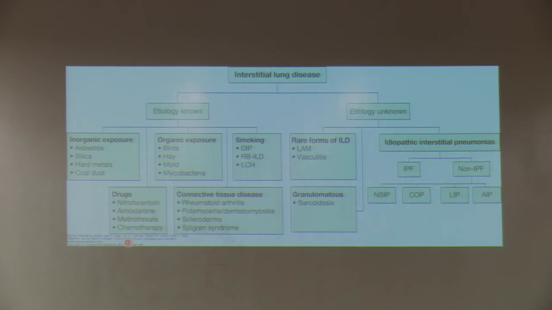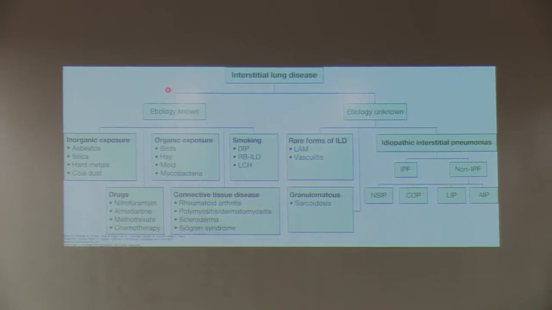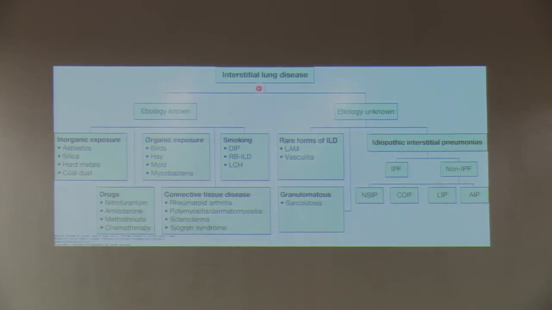So this is a nice algorithm that goes in our head whenever we see someone with interstitial lung disease. When we see interstitial lung disease, we've done a history, then we try to elucidate, do we know the etiology or do we not know the etiology? If the etiology is not known, then that's where you get the idiopathic interstitial pneumonias, and under that you can have a lot of other diseases. Under that is idiopathic pulmonary fibrosis.